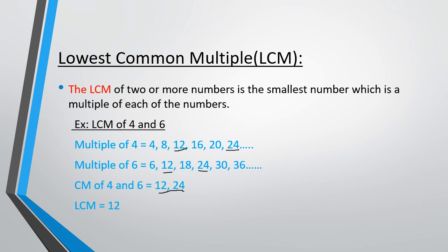Is it clear, children? When two numbers are given, we are finding the multiples of both the numbers. We are finding the common multiples of both the numbers, and among those common multiples, we are finding which is the least value, and that will be my answer.